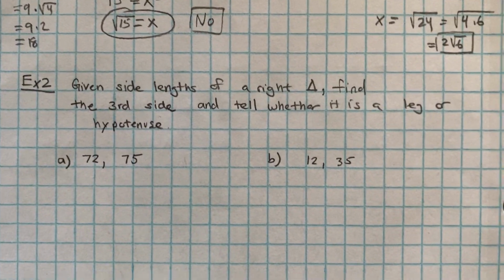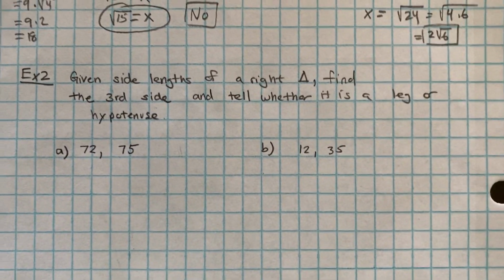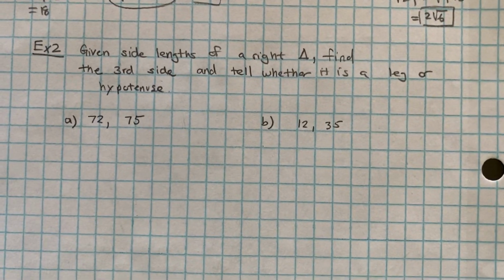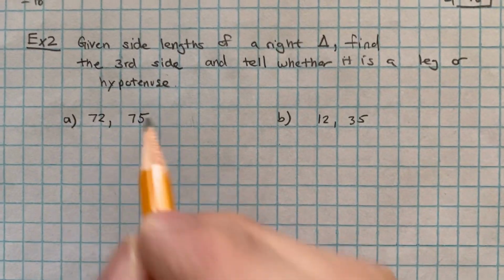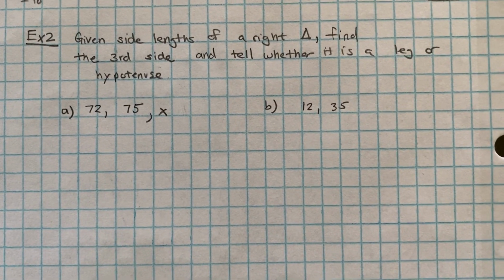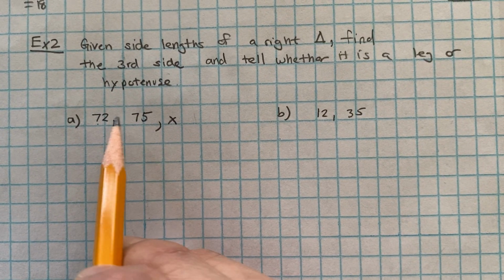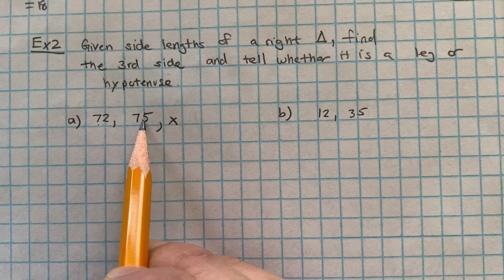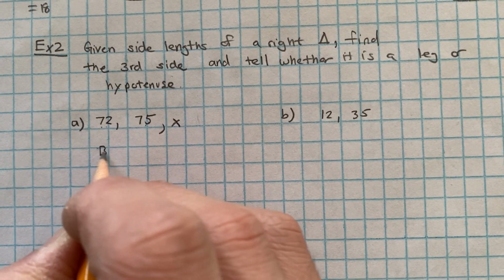Okay, given the side lengths of a right triangle, find the third side and tell whether it is a leg or a hypotenuse. Okay, so I have no idea whether or not these are legs or hypotenuses. But what I'm going to do right now is just call that third side x. And there's only a couple possibilities. These are either both legs, or one is a leg and one's a hypotenuse. And let's take a look.